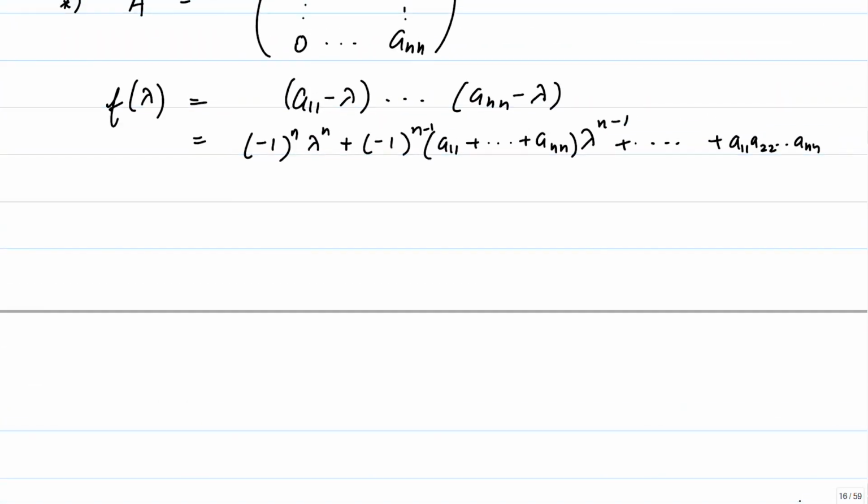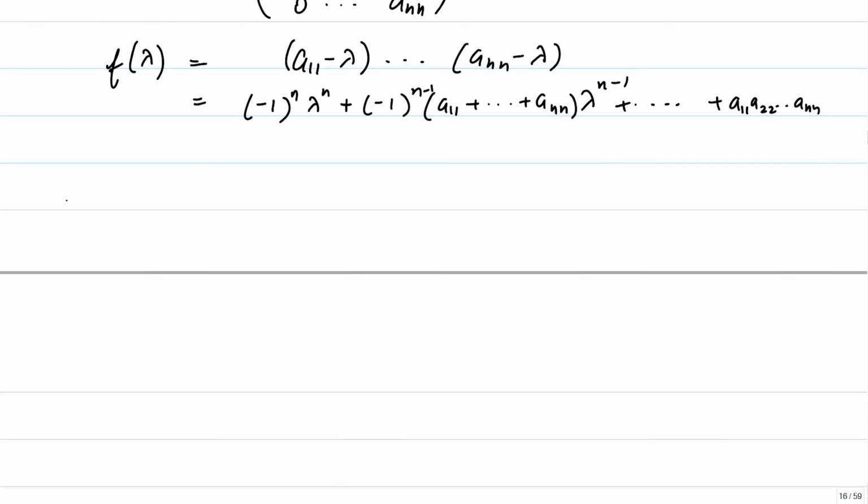Let's now analyze this f of lambda a bit further. Notice that f of lambda is a polynomial of degree n. Since f of lambda is a polynomial of degree n, it is possible that we can write it as a product of n factors. So it could possibly factor into n linear terms. Let me note that down.